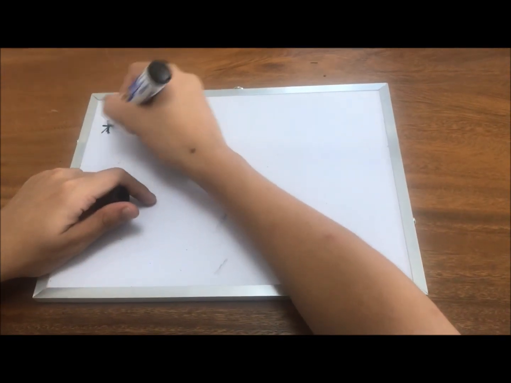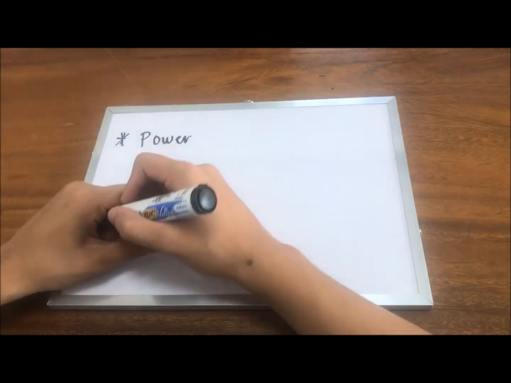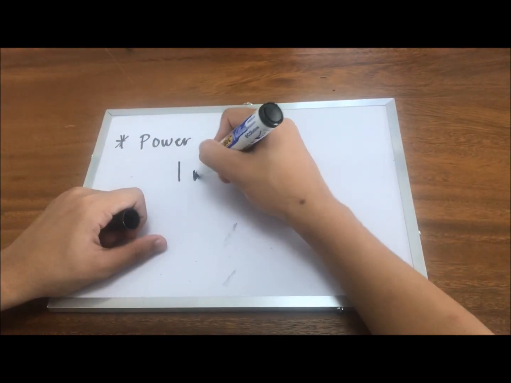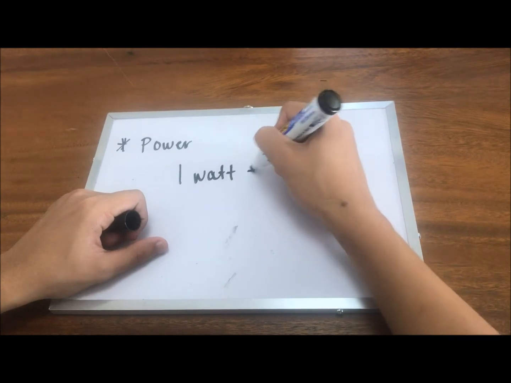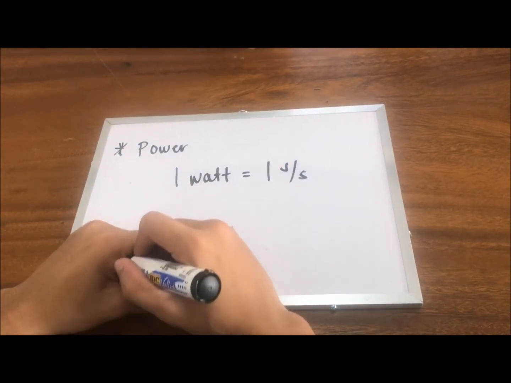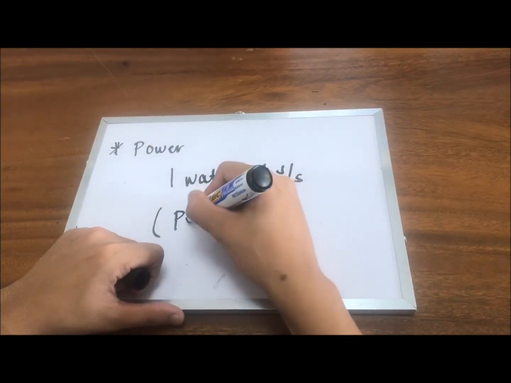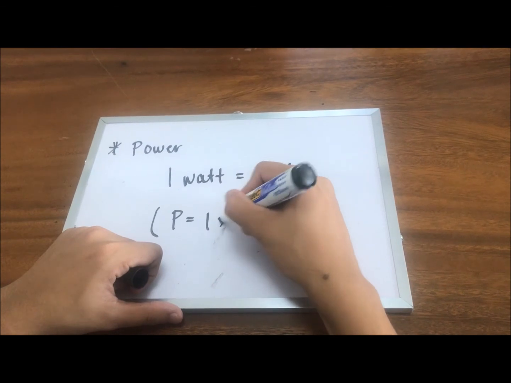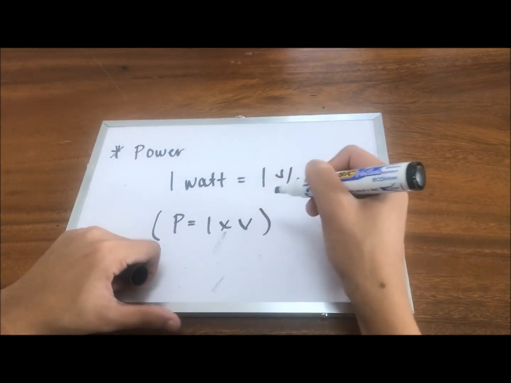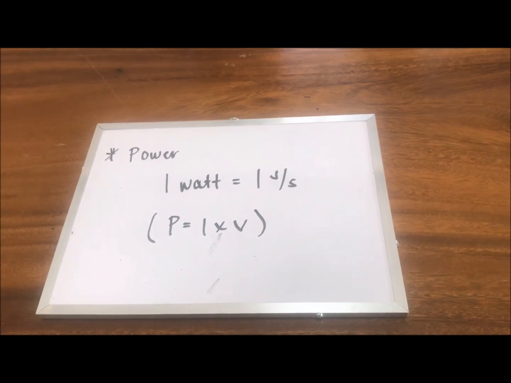The SI unit of power is the watt, where 1 watt equals 1 joule per second. Back to our circuit, to use the power rule, which is P equals I times V, we need to know both the current through the resistor and the voltage across the resistor.